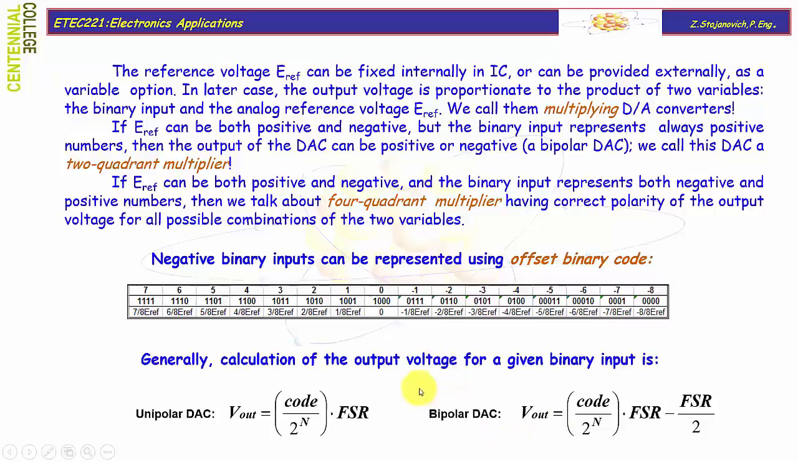Generally, calculation of the output voltage for a given binary input is given for the unipolar DAC as the decimal code, divided by 2 to the power n, where n is the number of bits, multiplied by the full scale range. In the case of a bipolar DAC, the output voltage is given by this expression: decimal code, divided by 2 to the power n, the total number of possible levels, multiplied by the full scale range value, and then we subtract half of that full scale range to get the actual analog voltage.